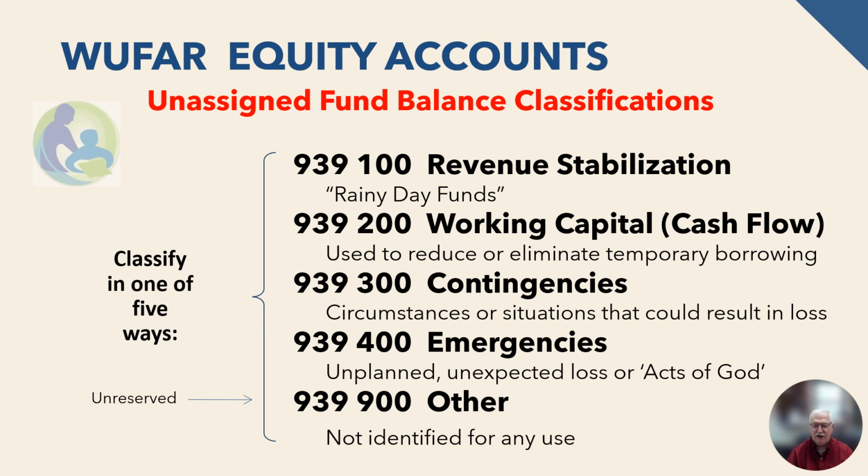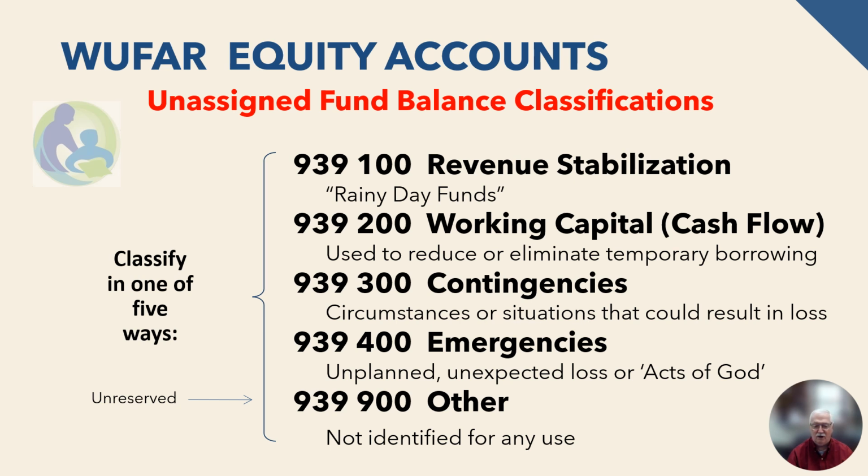939300 is an account used for contingencies or circumstances or situations that could result in loss. There could be activities that the district is involved in that it knows it faces some circumstances in which it needs to set aside funds.